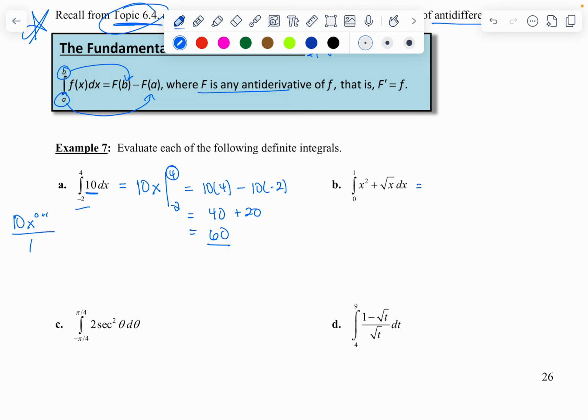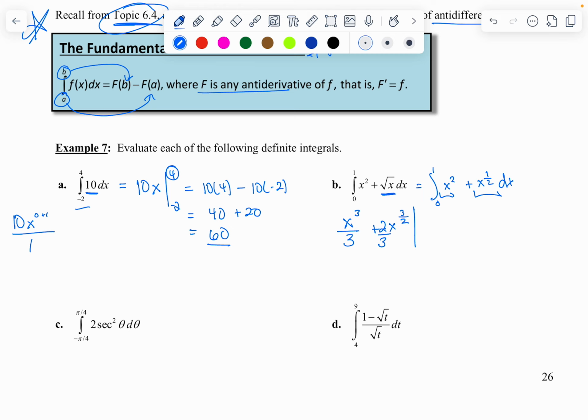All right, next up, we have a polynomial that has a radical function in it. Before we integrate, I do want to rewrite this to help me use the power property of integration. So this is going to be x squared plus x to the half from 0 to 1 dx. I'm going to integrate each of these separately. So that's going to be x, 2 plus 1 is 3, divided by that 3, plus half plus 1 is going to be 3 halves, divided by the 3 halves, which is the same thing as saying times 2 over 3.